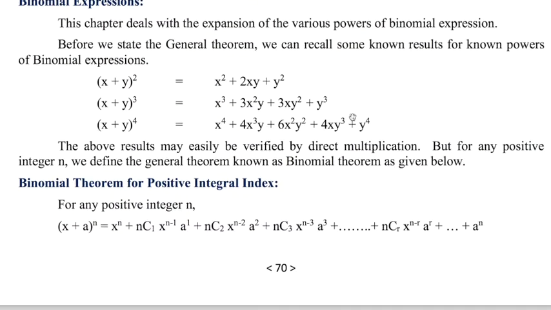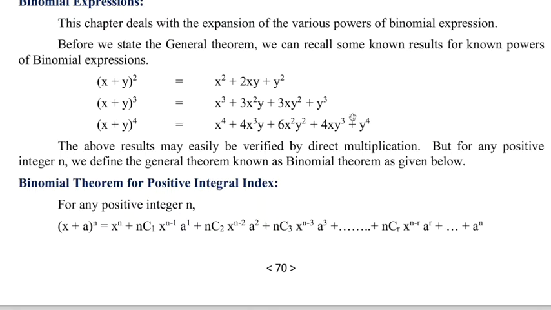Binomial expressions. This chapter deals with the expansion of the various powers of a binomial expression. Before we state the general theorem, we can recall some known results for known powers of binomial expressions. That is (x plus y) whole square, you might know, x square plus 2xy plus y square. Similarly, (x plus y) whole cube, x cube plus 3x square y plus 3xy square plus y cube, or x cube plus y cube plus 3xy into (x plus y).